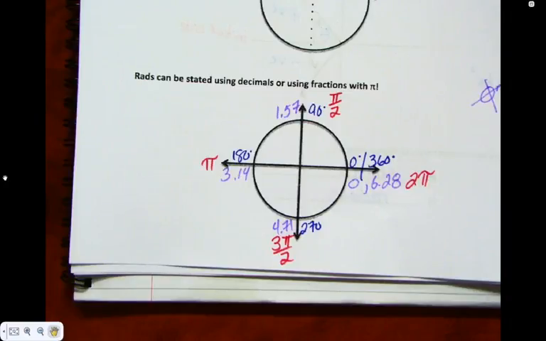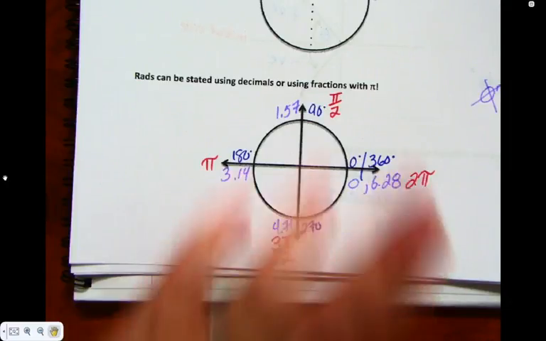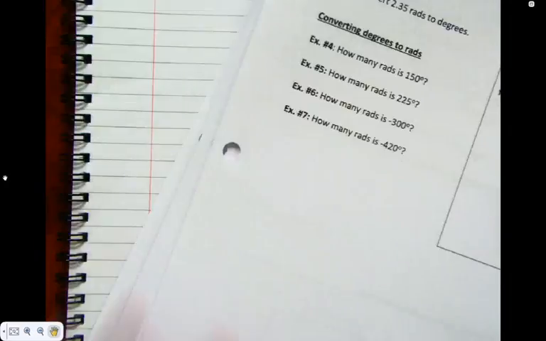Questions so far on what the heck is a radian? What is it equal in degrees? Why do we need to know this? All right, that's the speech.